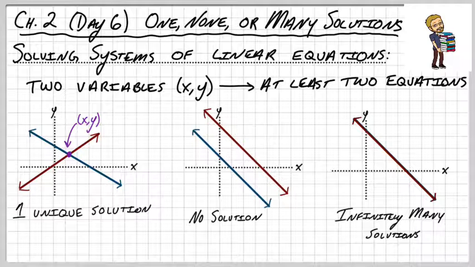All right, so we've talked about what it looks like to get one, none, or many solutions based on the results of our augmented matrices.